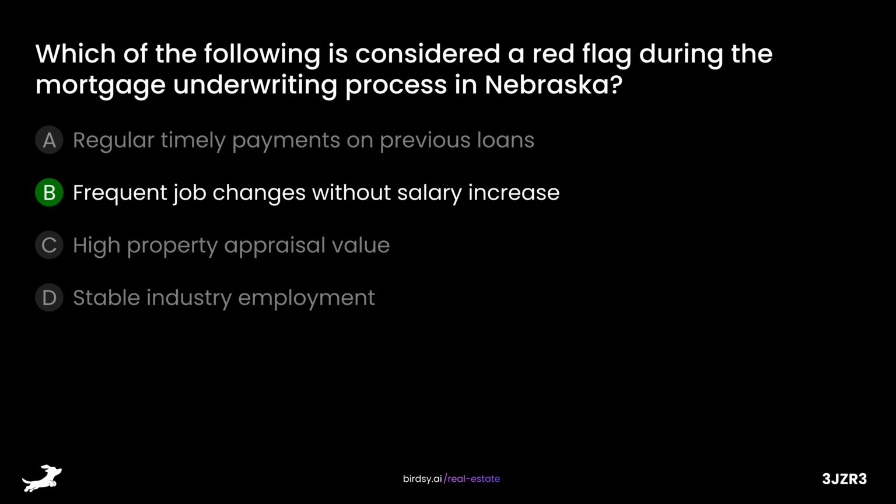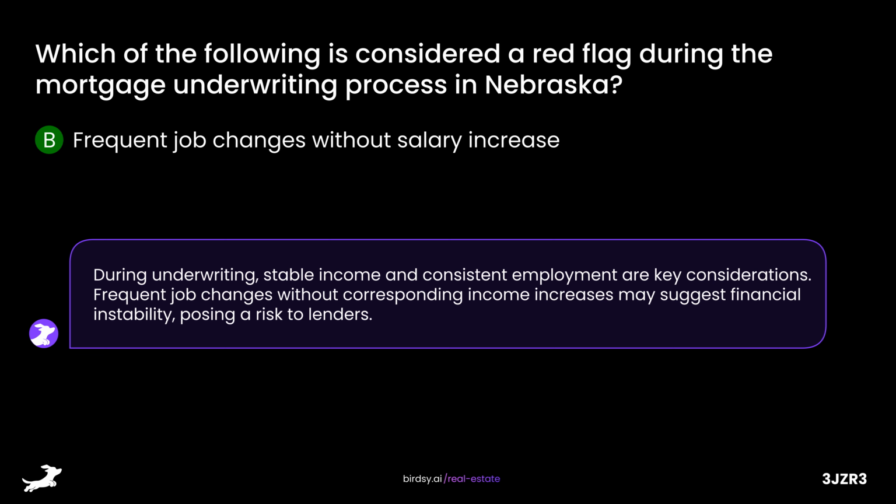Frequent job changes without salary increase. During underwriting, stable income and consistent employment are key considerations. Frequent job changes without corresponding income increases may suggest financial instability, posing a risk to lenders.